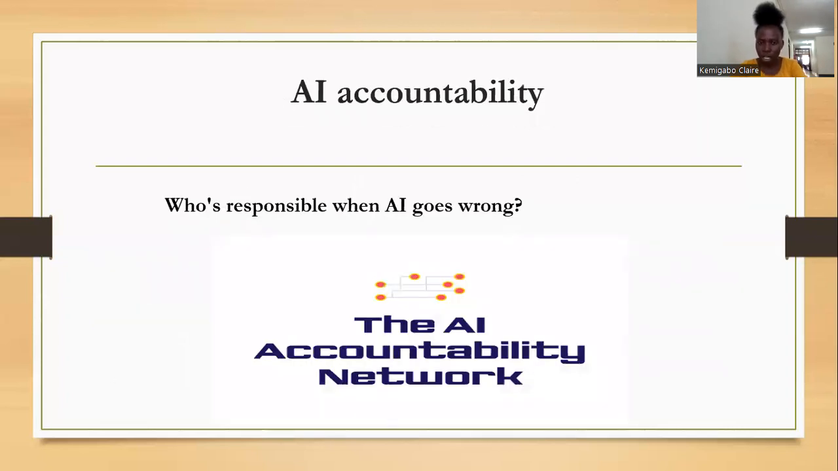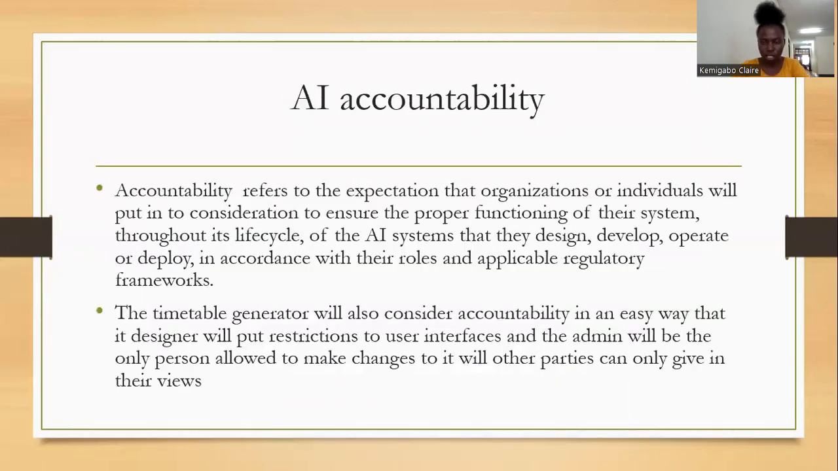Then we go to accountability. Accountability here deals with who is accountable for our AI system in case of anything, who is responsible when AI goes wrong. So who is to blame in case of anything? I'll start with the definition. Accountability refers to the expectation that organizations or individuals will ensure the proper functioning of their system throughout its life cycle, like the proper functioning of the whole system as it's implemented and what will be happening in those stages. So who will be accountable in case of anything that happens?